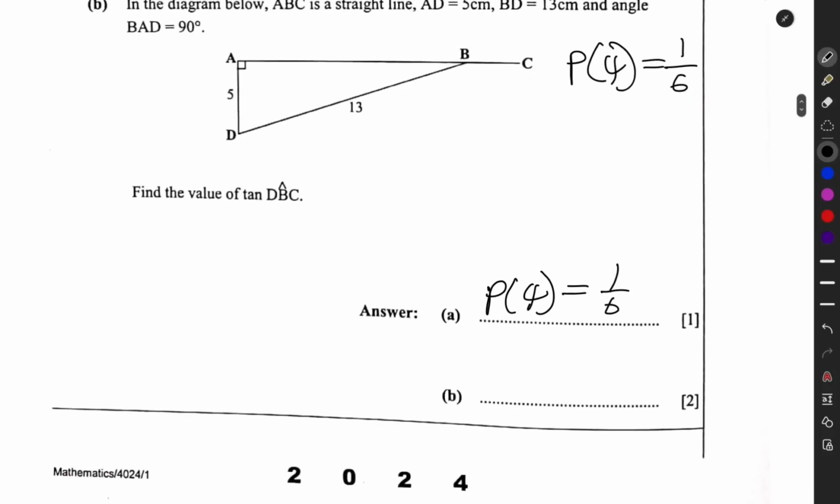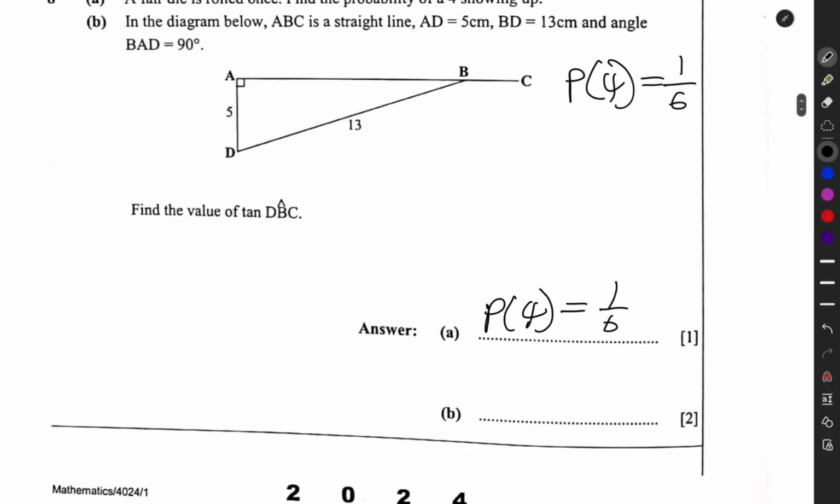Under part B, I find a lot of people finding challenges to solve this question, but it's not a very difficult question as long as you know trigonometry. In this question, we are told that in the diagram below, ABC is a straight line, AD is 5 centimeters, BD is 13 centimeters, and angle BAD is 90 degrees. The question is asking us to find the value of tan DBC.